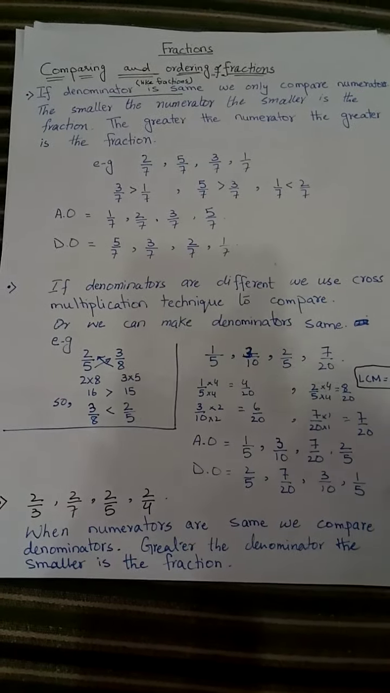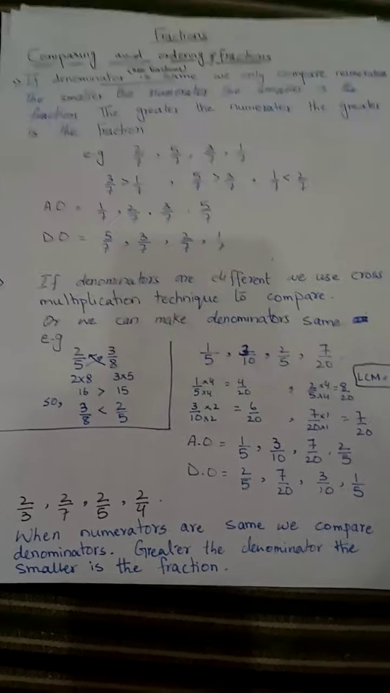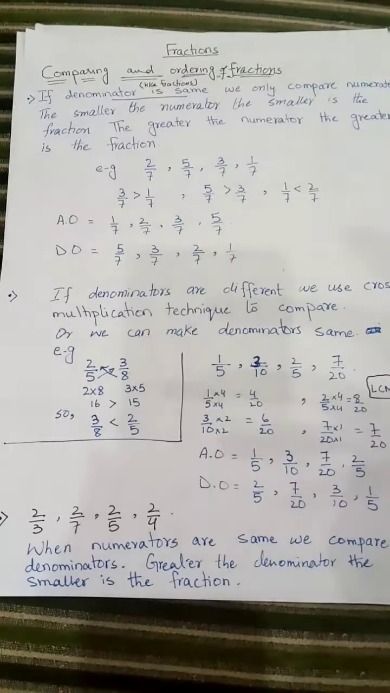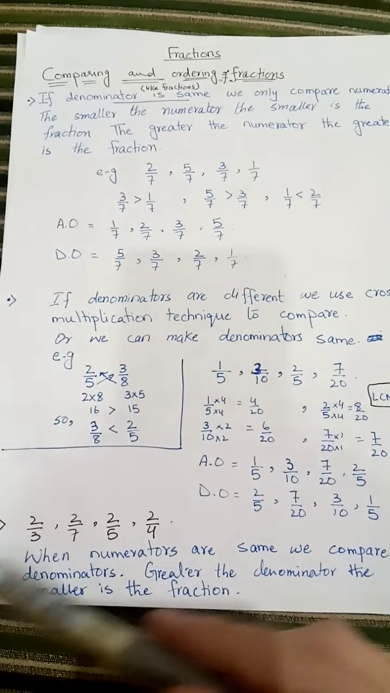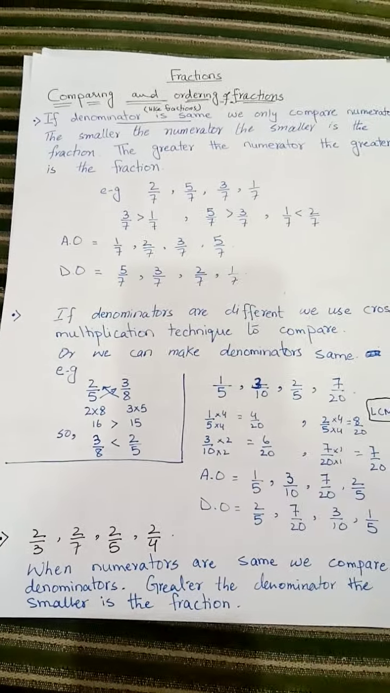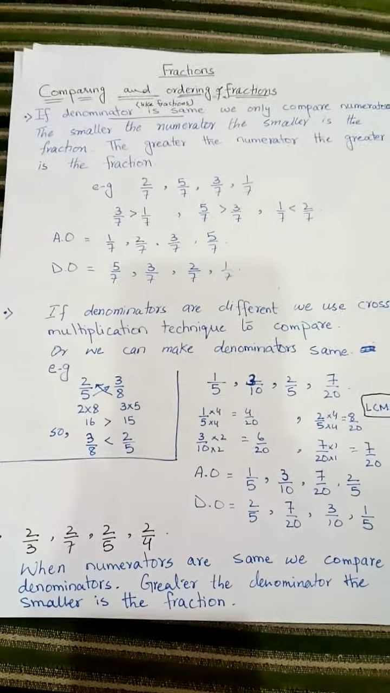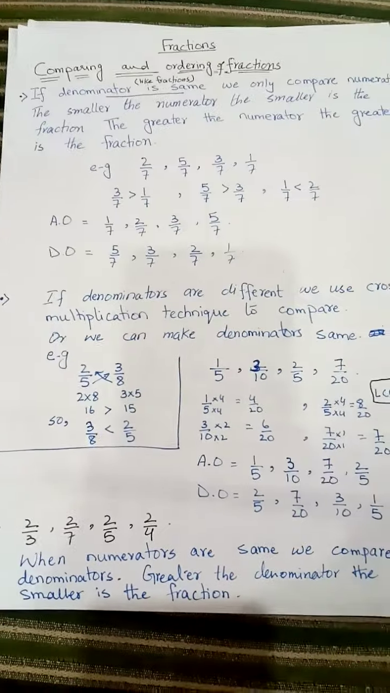Today we are going to discuss comparing and ordering of fractions. How we can compare, and how we are going to do ascending order and descending order of fractions. Firstly, let's discuss what is ascending order. Ascending order is basically going from the smaller to the bigger value, and in descending order we follow the other direction, that is from bigger to smaller.